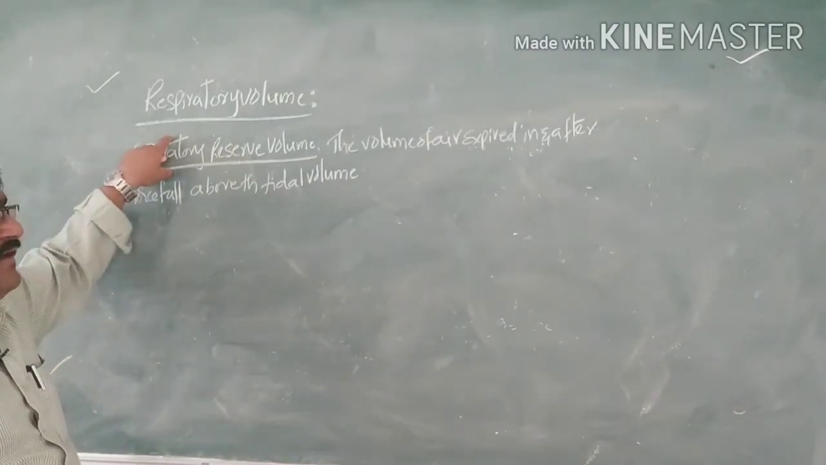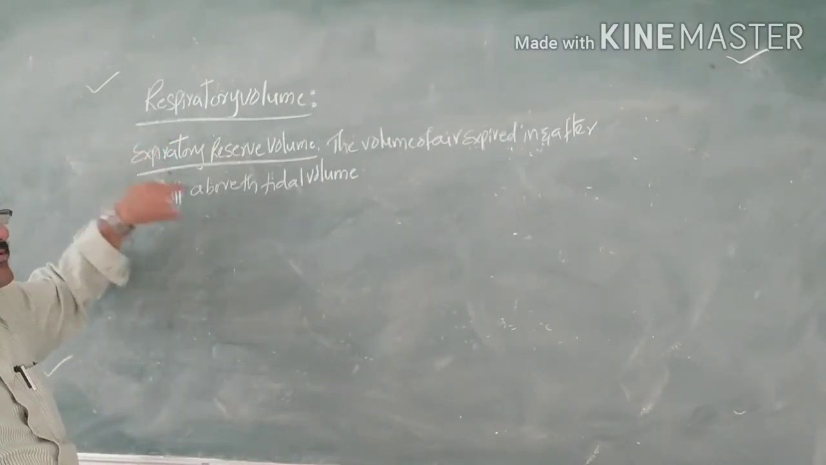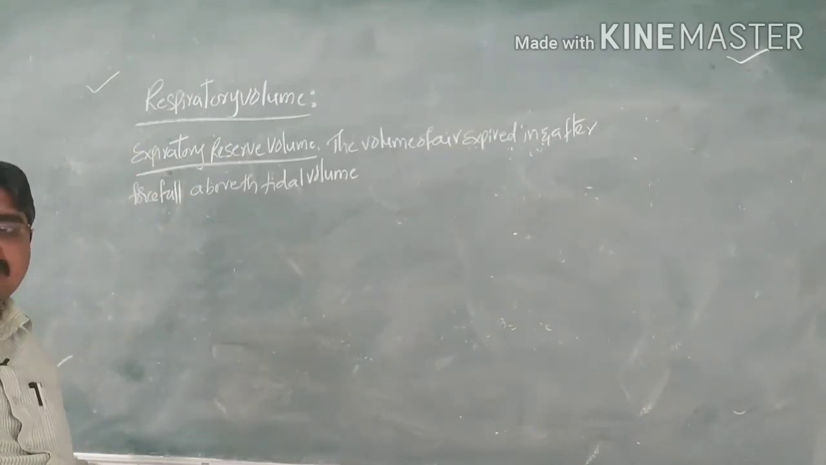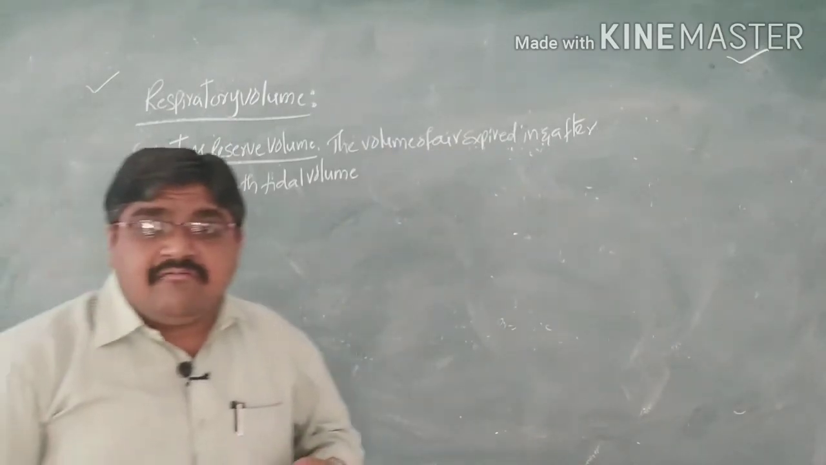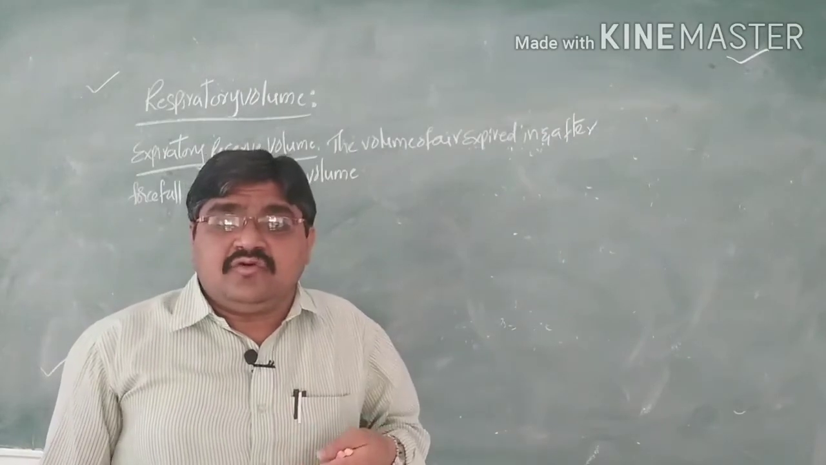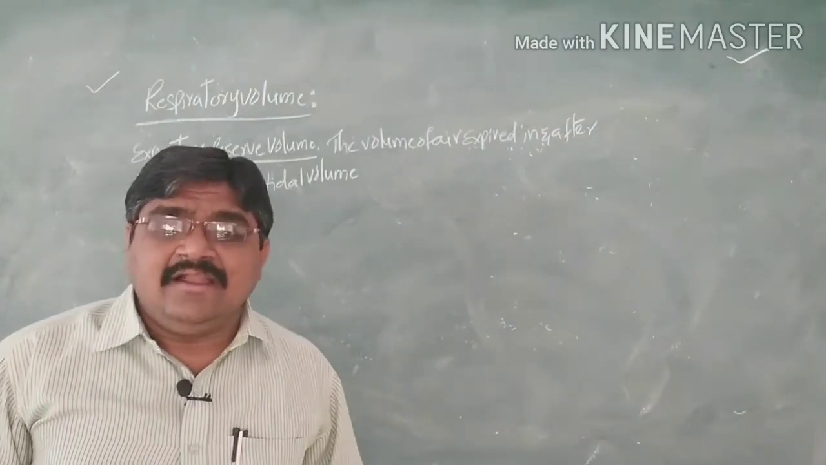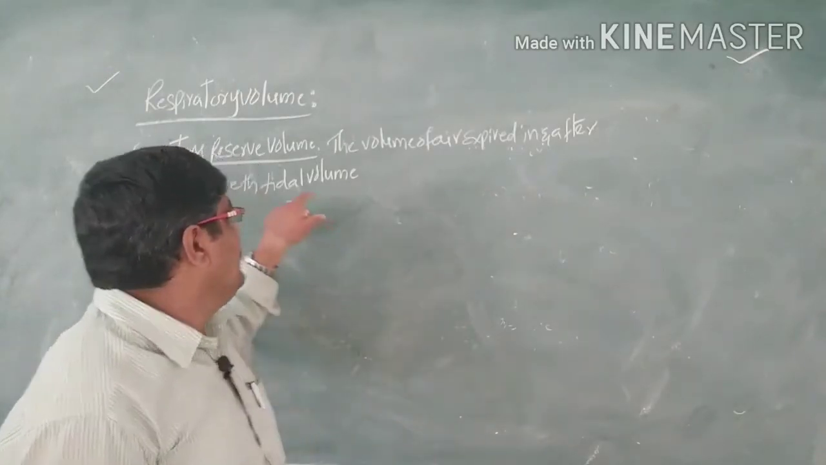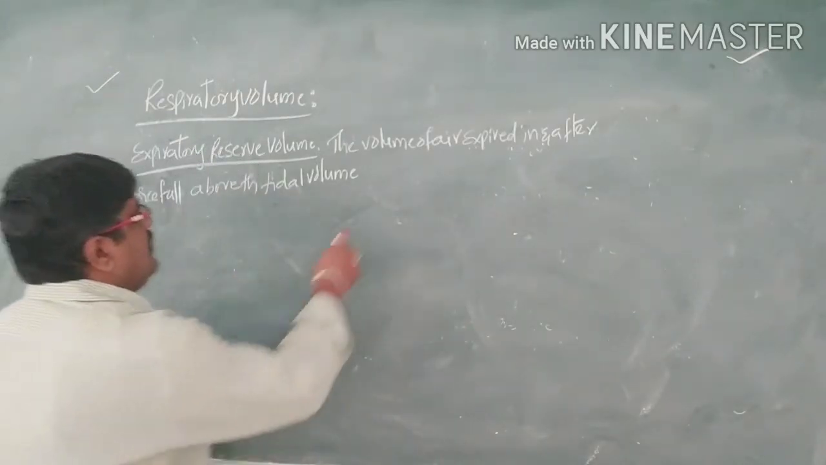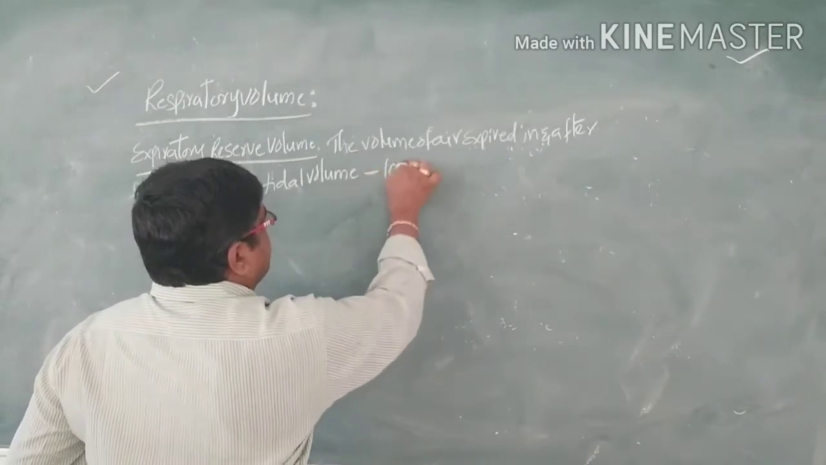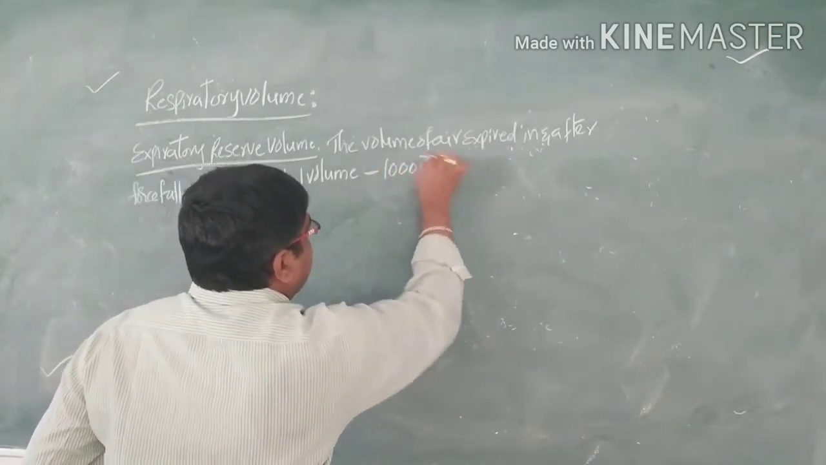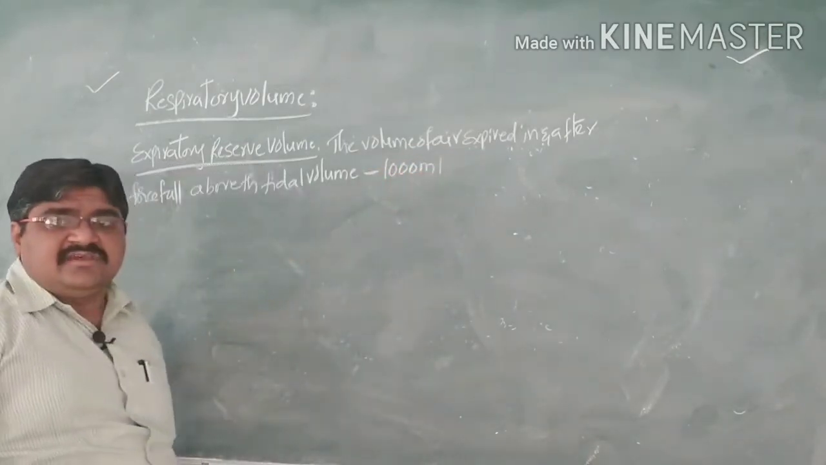So here it is the amount of air expired forcibly in and after. Forcibly means expelling the air totally. The air expelled outside over the tidal volume is called the expiratory reserve volume. So it will be 1,000 ml.